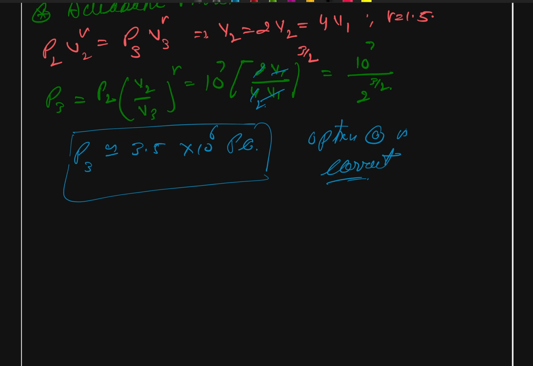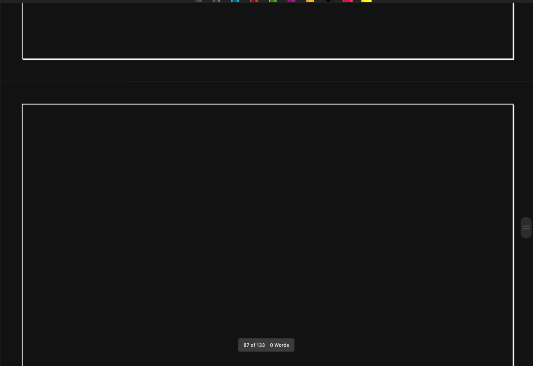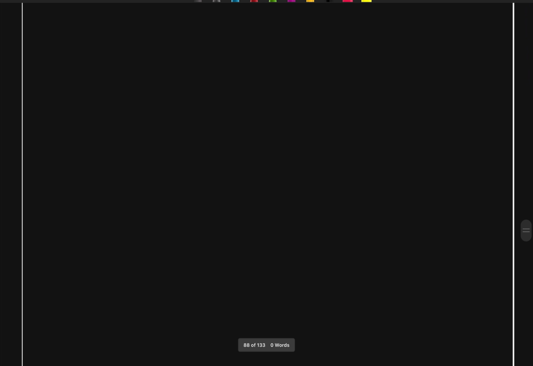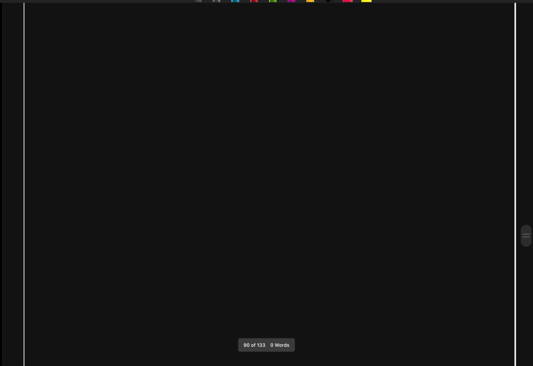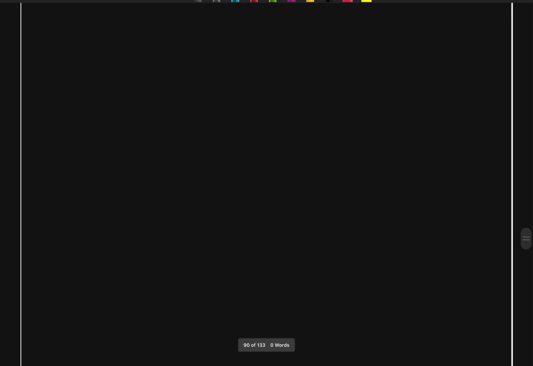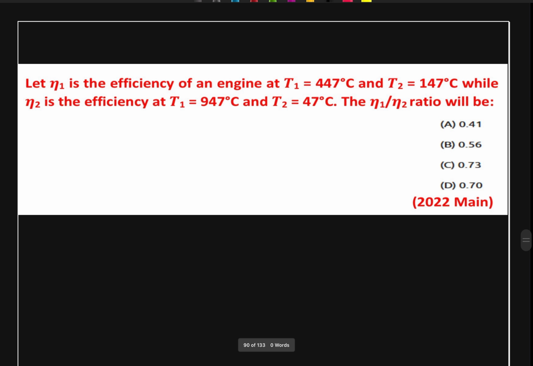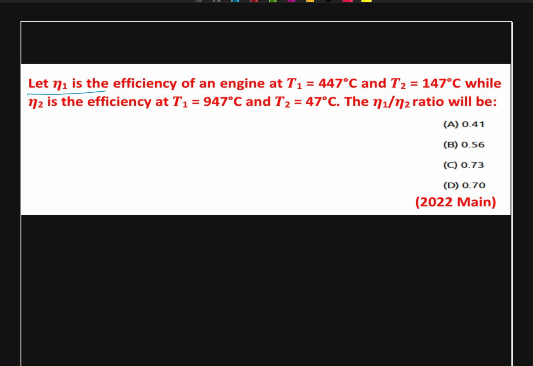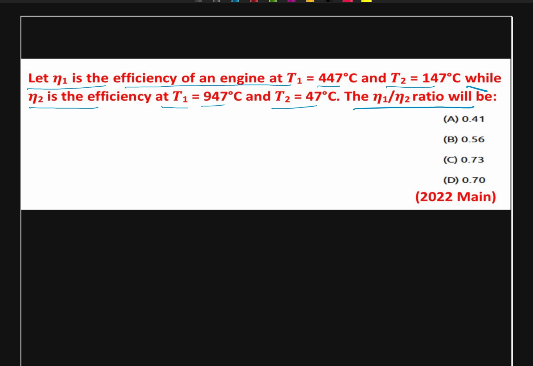Next question. It states that let nu1 be the efficiency of the engine at T1 of 47 and T2 of 147, while nu2 is the efficiency at T1 of 947 and T2 of 47, then the ratio of nu1 and nu2 is. So basically this is Carnot efficiency. So we can use the formula for Carnot efficiency directly.